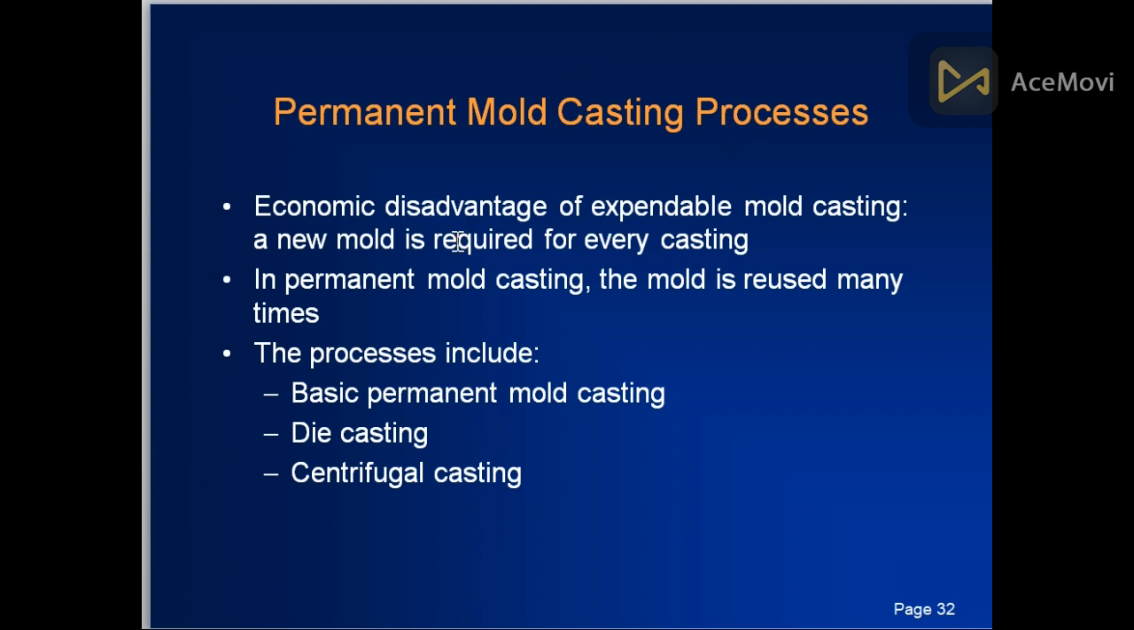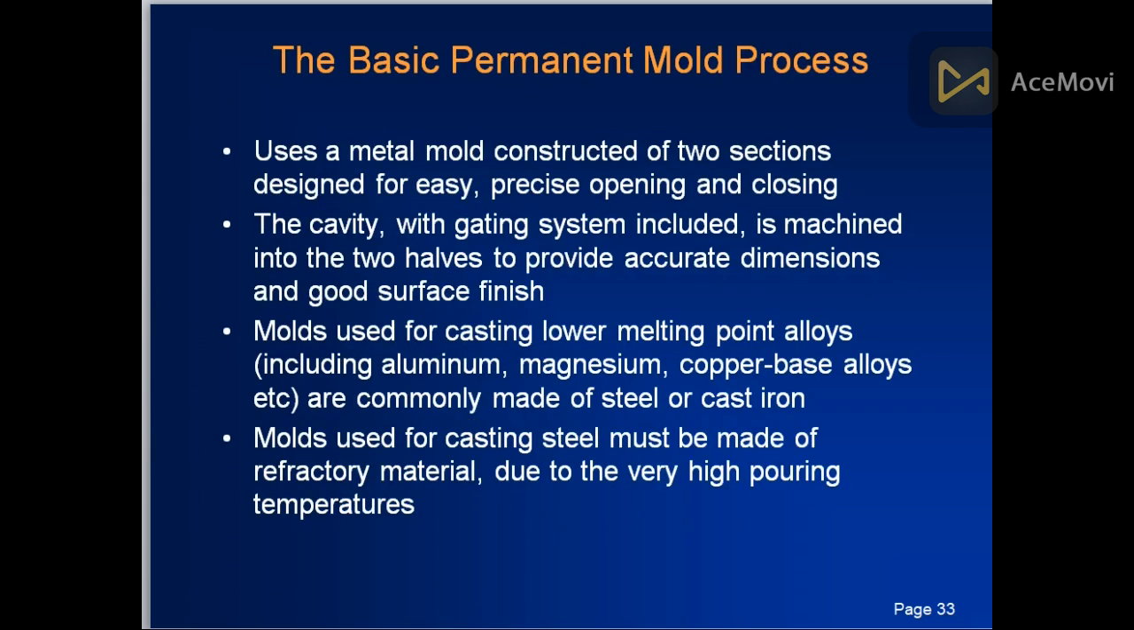Permanent mold casting processes. This is the economic disadvantage of expandable mold casting: a new mold is required for every casting. So to overcome this problem, we use permanent mold casting. The mold is reused many times. The processes include basic permanent mold casting, die casting, and centrifugal casting.